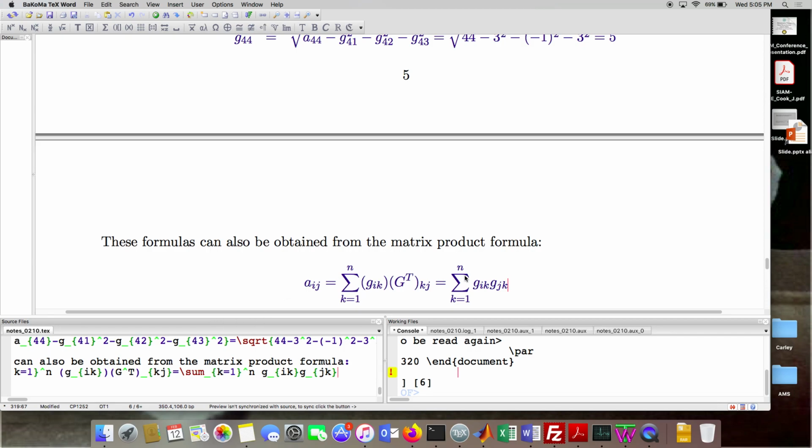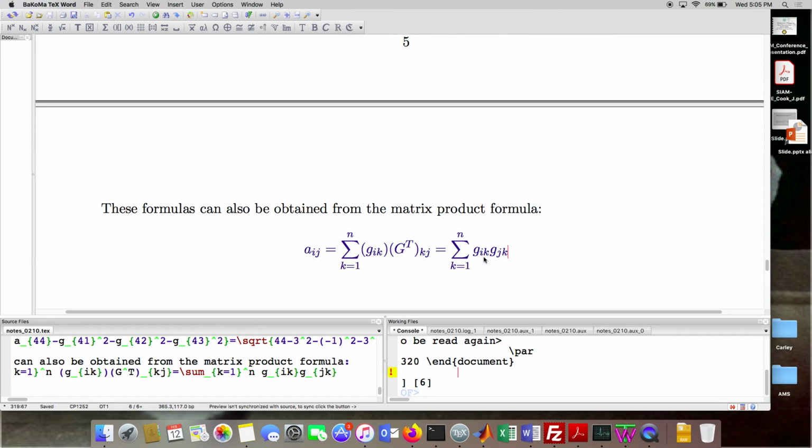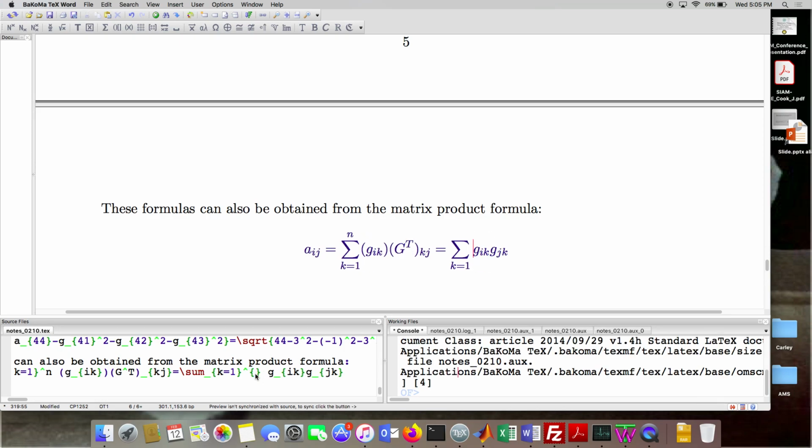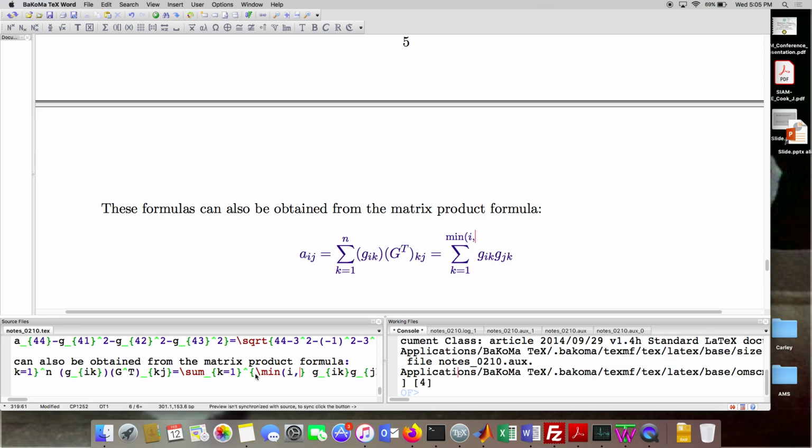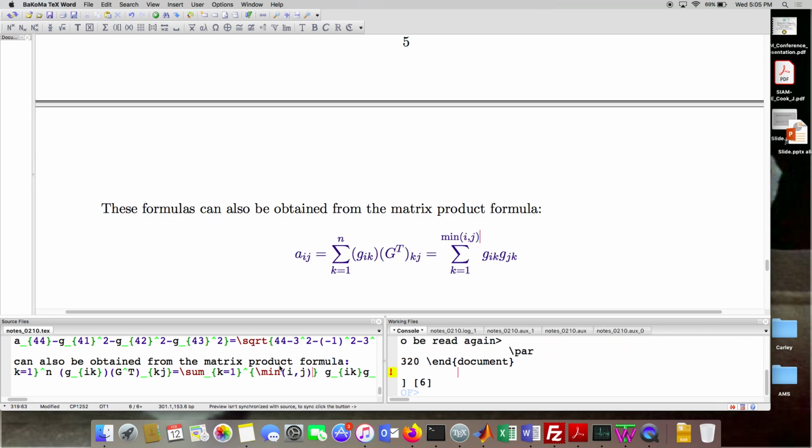And then we keep in mind that G is lower triangular. So these entries are only non-zero if a row index is greater than or equal to the column index. So i must be greater than or equal to k, and j must also be greater than or equal to k. So, in other words, k does not go from 1 to n. It goes to the minimum of i and j. So that's the range of the sum.